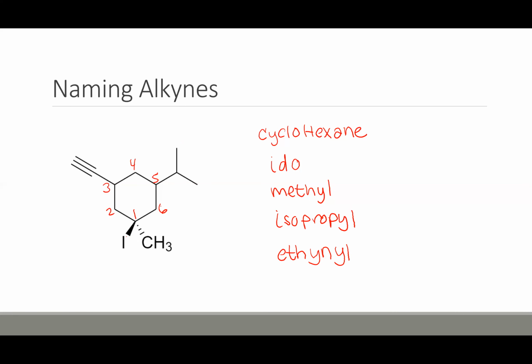So based on our numbering, our iodo is at position 1. Our methyl group is also at position 1. Our isopropyl is at position 5. And our ethynyl is at position 3. Now there's one more thing here. If you've noticed, there is a chiral center that has been denoted at this carbon. So now let's decide the stereochemistry of this carbon, and then we'll put all the pieces together for the end of the name.